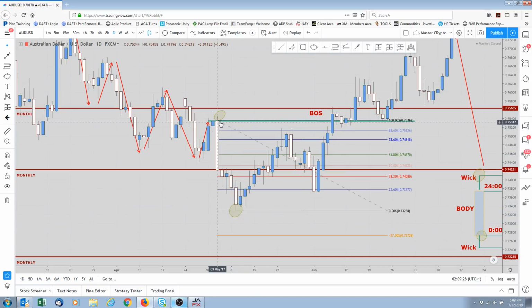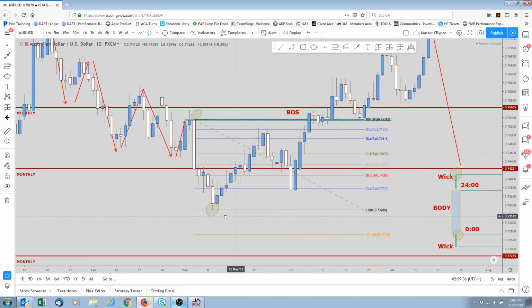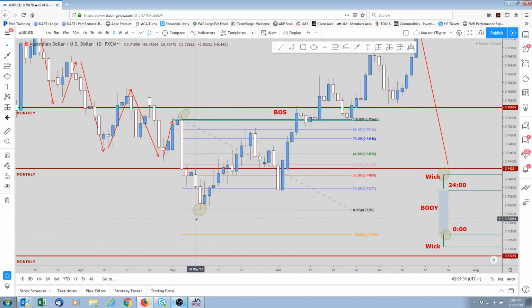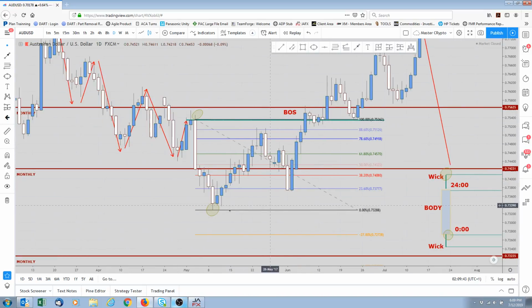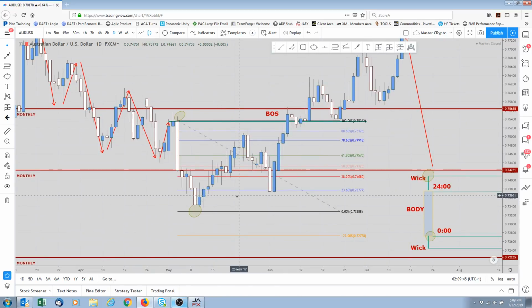It found resistance. That's why I go from the body, and then it shot down, and we want to measure from the very bottom. You're going to play around with it a little bit based on what you see over here. So it's just going to take practice. So let's see what it's showing us.